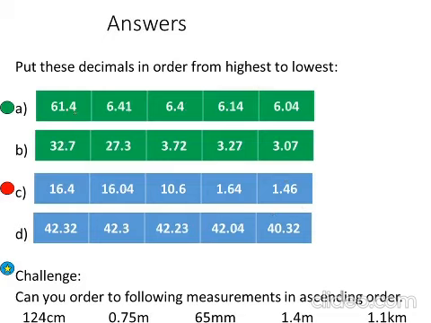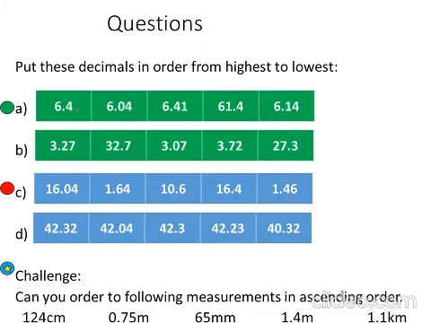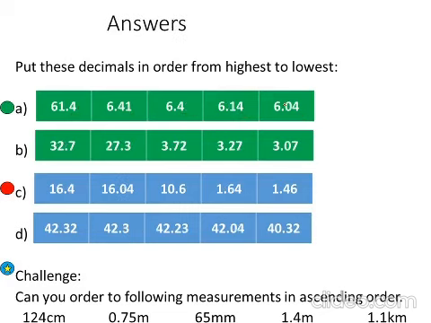Means 6.61 is the biggest. Why? Because we take a look at the decimal places. If I look going back here, we want them all to have the same amount of digits after the decimal. Okay, 2, 2, 2, 2, 2. So 6.61 is obviously the biggest.